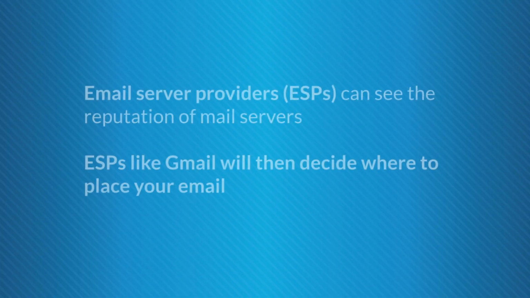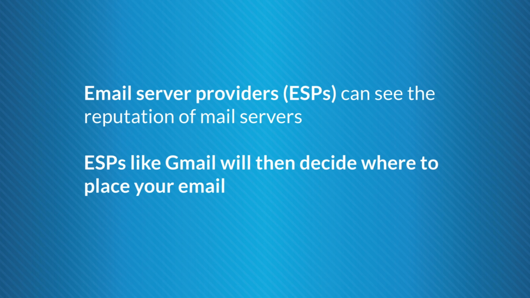Now, how does that affect deliverability and inbox placement? Because your recipients' ESPs, email service providers, let's say for example Gmail, can take a look at this email that's being sent to them and see the reputation of where this email is coming from. It looks at the reputation of this mail server. It knows how many emails are being sent out per day, per hour, and it will then decide whether to put this in the inbox or the spam folder.